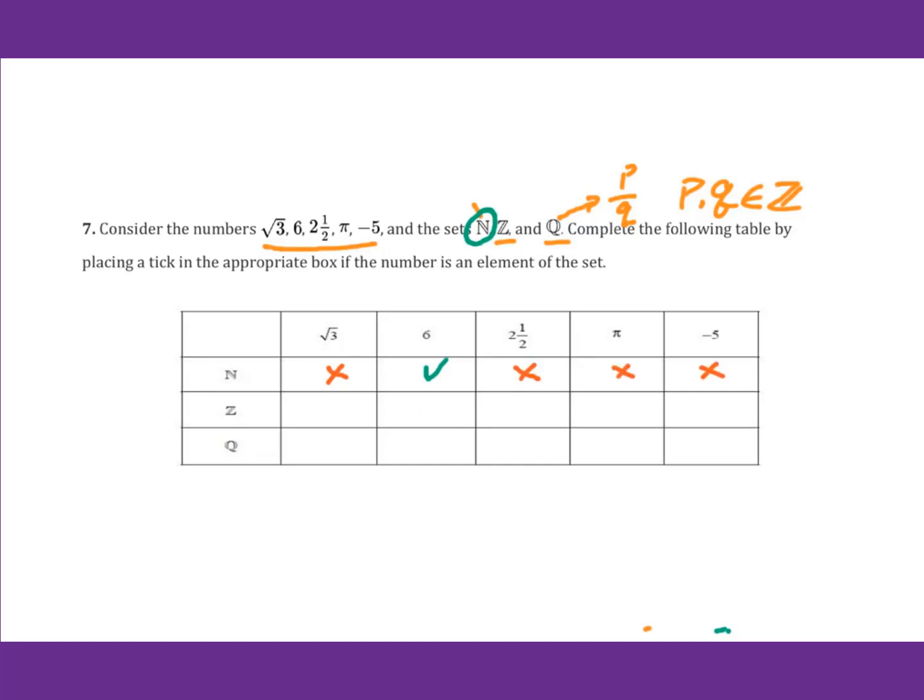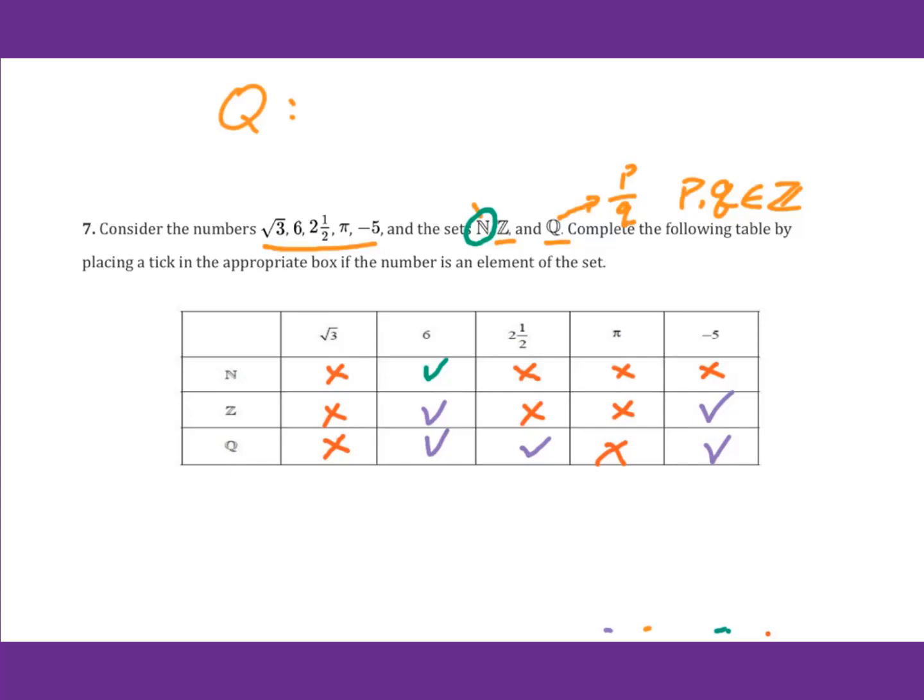If it's a natural number, definitely it will belong to both integers and a rational number. Then you check this integers. Integers, definitely -5 is integers. So these two. And it won't be the integers for this. For rational numbers, I need a fraction. Yeah, this is a fraction. Pi is irrational. You cannot change it into fraction. Square root of 3 is irrational.